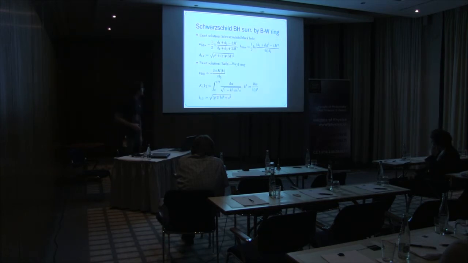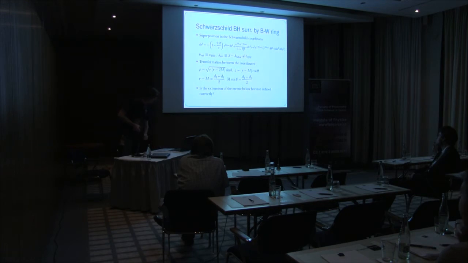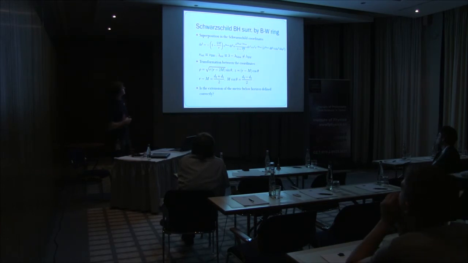And here are the solutions for our objects. The first, the Schwarzschild black hole, and the second, the Bach-Weyl ring. The lambda function for the Bach-Weyl ring is also known, but actually we don't need it because we need to calculate the superposition separately. For superposition, it's more comfortable to use another type of coordinates.